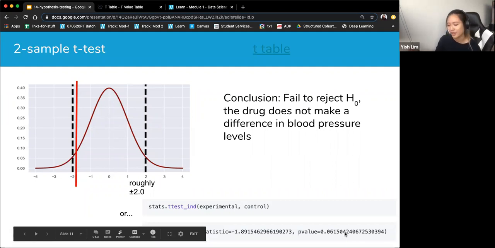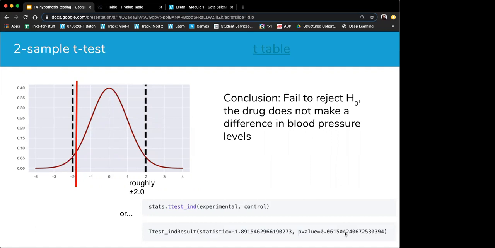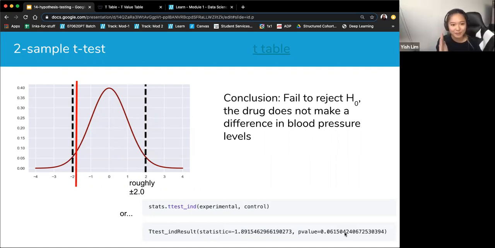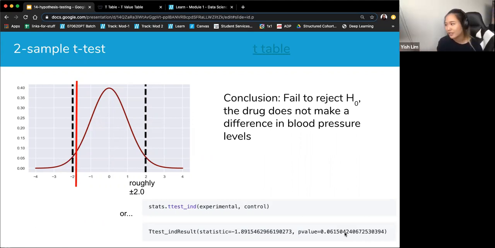If you remember what the p-value means, it means that there is a 6.15% chance that this happened randomly. And because our alpha was 5%, we don't want anything with a higher chance of being random than 5%. So based on this one line of code, we see that the p-value is higher than our alpha. Therefore, we can immediately fail to reject the null hypothesis.